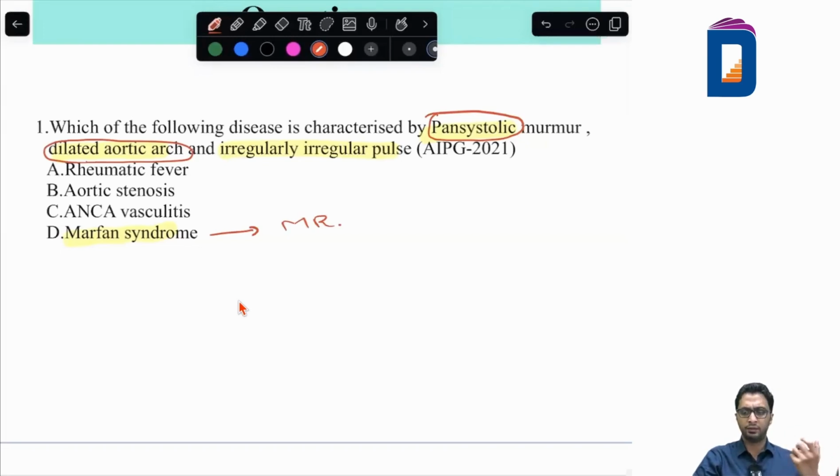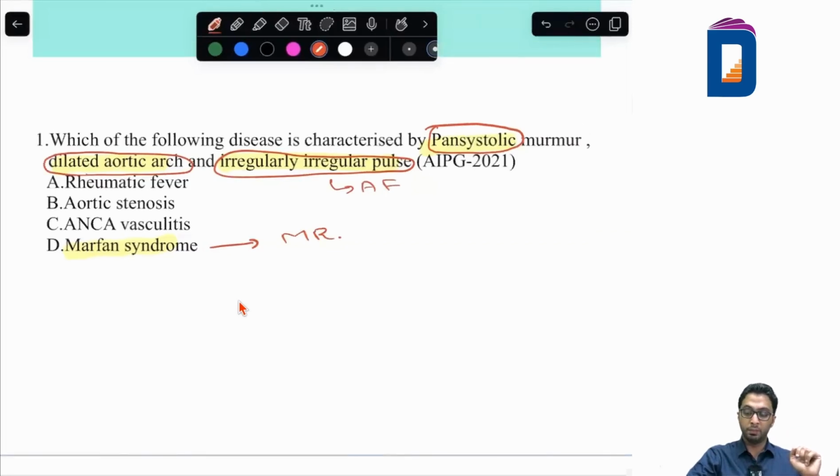So understandably, you have this problem. So dilated aortic arch, which gives further complications, I'll tell you that, and irregular pulse. Now, this is not very specific, this is related to your atrial fibrillation, which is very common again in Marfan syndrome. Okay, and please note one point: rheumatic fever also has a pansystolic murmur, isn't it? But they don't have a dilated aortic arch. They don't have an irregular pulse, and more importantly, it's a kind of infection. So it has different features in itself.